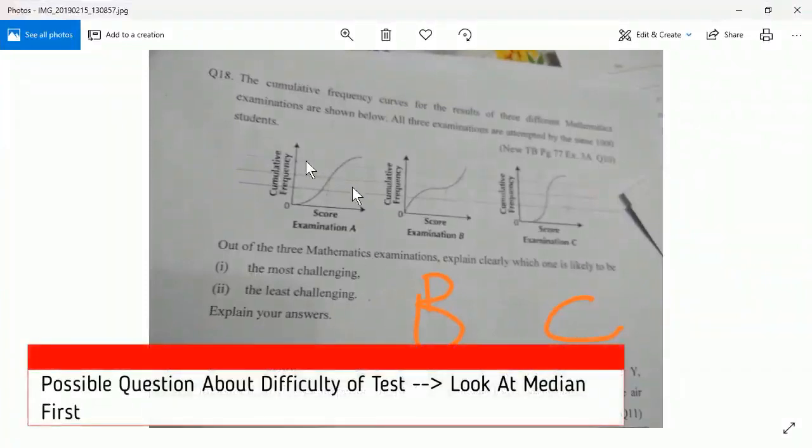This question shows the 3 cumulative frequency curves for the results of 3 different math examinations. All 3 examinations are attended by the same 1,000 students. Now, how do you know which is the most difficult and most challenging and which is the least challenging? Especially if the median is the same.